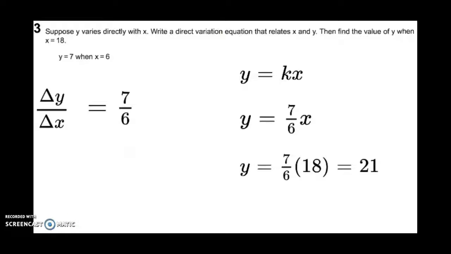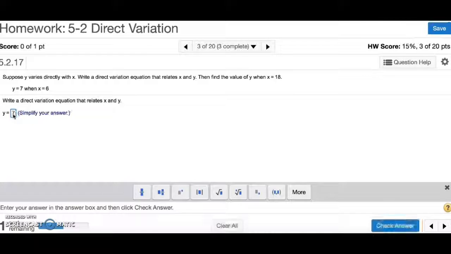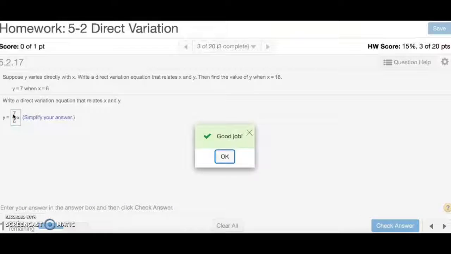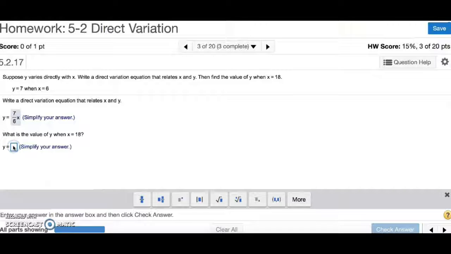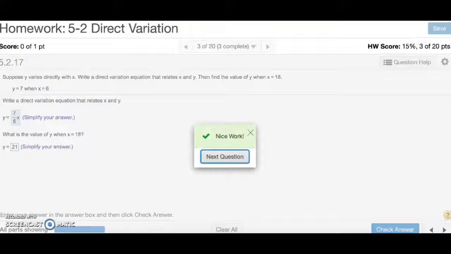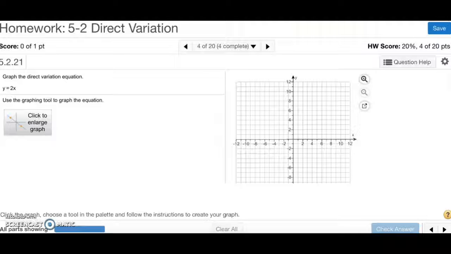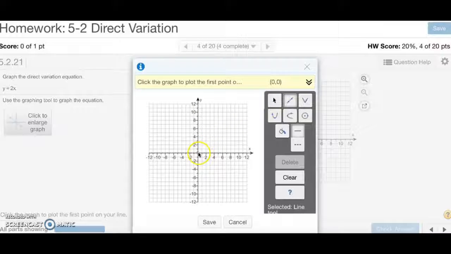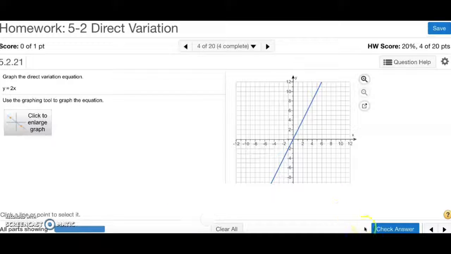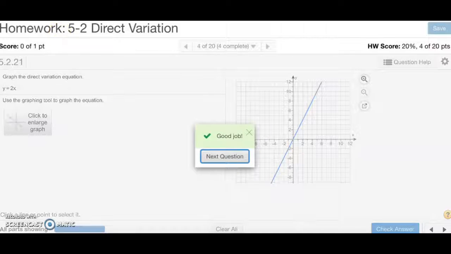So let's type all that in. So type in 7 over 6x, and then 21. And that's number 3. Number 4, graph the direct variation equation. We know our first point is 0, 0, because in the direct variation it always goes through the origin. Now for the next point, we can substitute in 1 for x. 1 times 2 is 2, so where x is 1, y is 2, so 1, 2. Press save, check answer, and that's number 4.